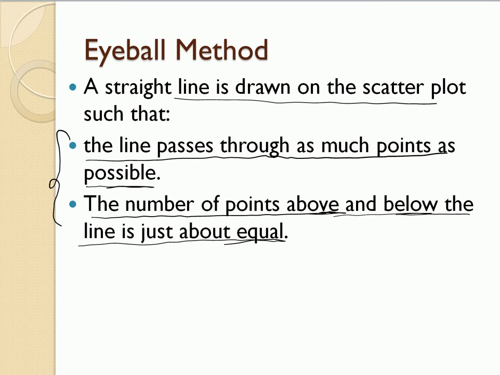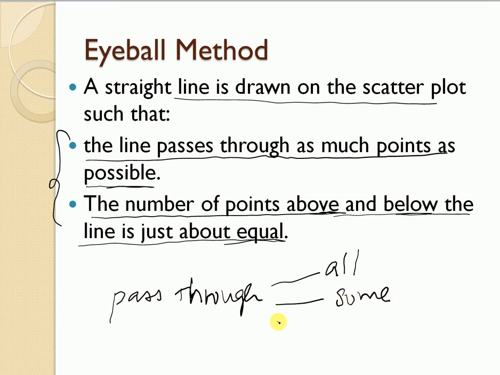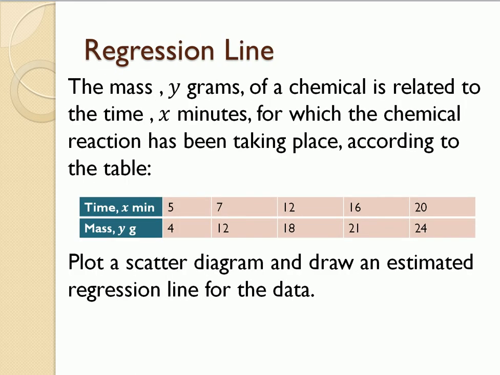What this means is that the regression line may pass through all of the points, some of the points, or no points at all. I'll demonstrate using an example.